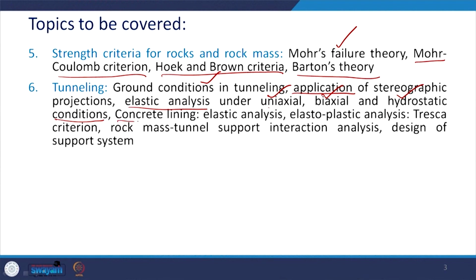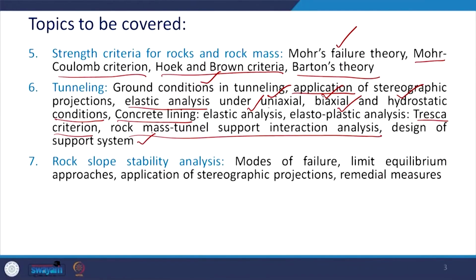So, here in the scope of this course, we will discuss the concrete lining, and we will study elastic analysis as well as elastoplastic analysis, and for elastoplastic analysis, we will take up the Tresca criterion. And then we will discuss the rock mass tunnel support interaction, followed by design of the various support systems, like it can be shotcrete, concrete lining, rock bolts, anything. So, all those things we will discuss in this chapter.